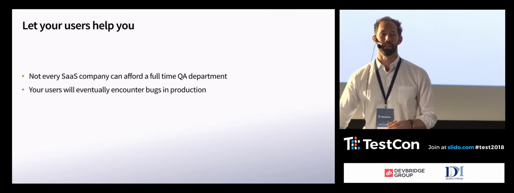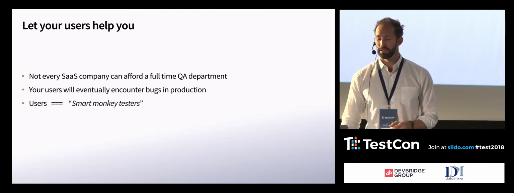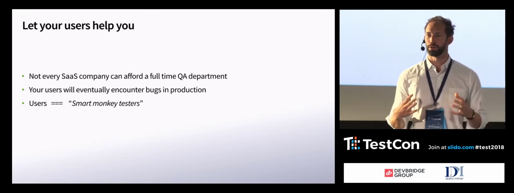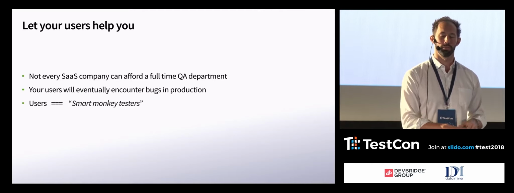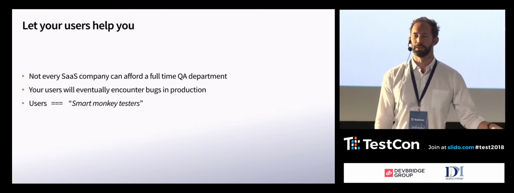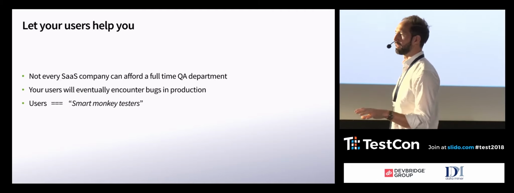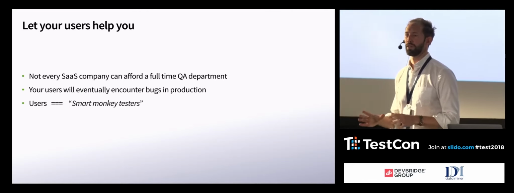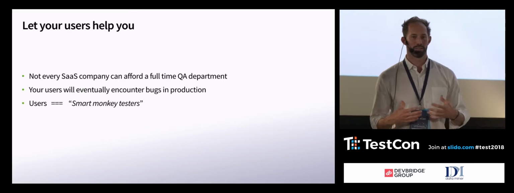But so they will find bugs in your production code. That's a given. And in the keynote, which was great, exploratory testing and monkey testing were mentioned. We do a ton of that, and it helps us find so many random bugs that we could never conceive. And I like to think of your end users as smart monkeys, because they do all the things that you're actually supposed to do and more.